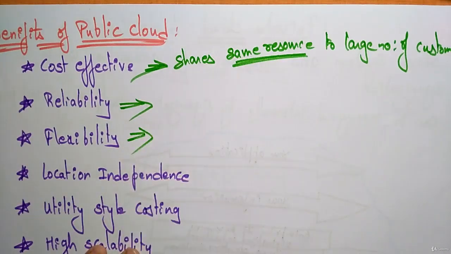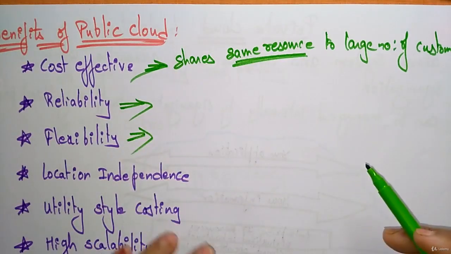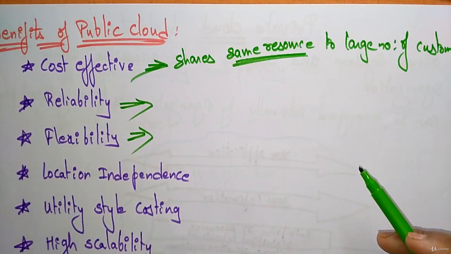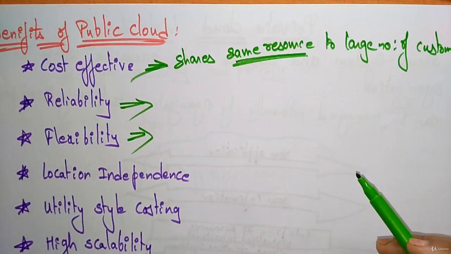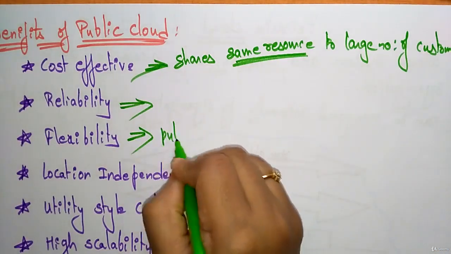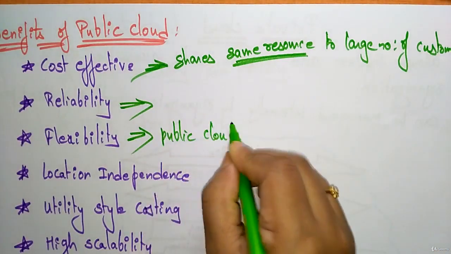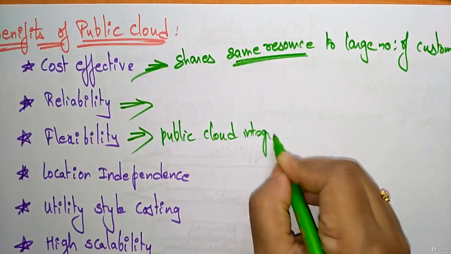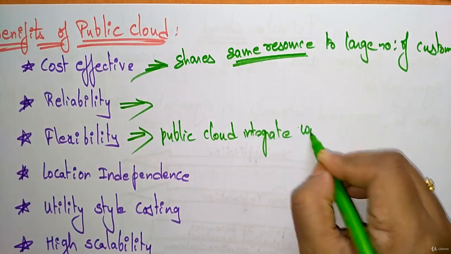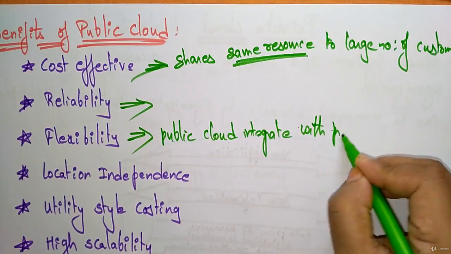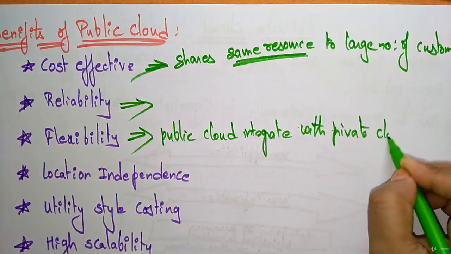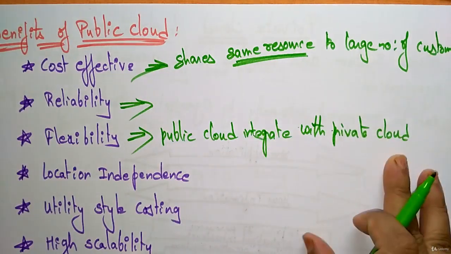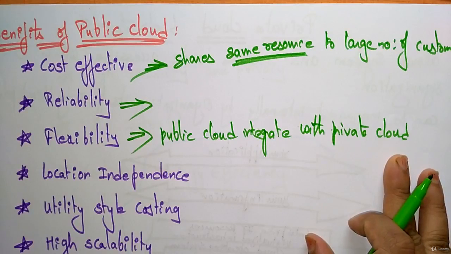Next, coming to flexibility. How can you say this public cloud is flexible? Because it can integrate smoothly with the private cloud, which gives the customers a flexible approach.